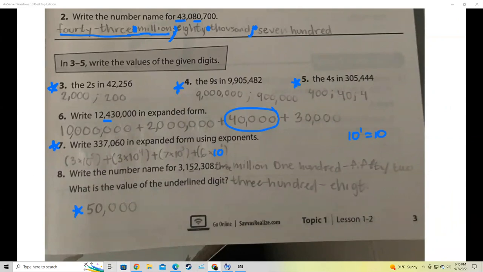Okay, and let's see. Write the number name for 3,152,308. Okay, 3 million. Good. 3 million is perfect. You see how they use the comma right there for 3 million? That means you need a comma as well. 3 million, comma, 100. Remember, we don't put the dash at the 100, but we do put the dash at the 52.